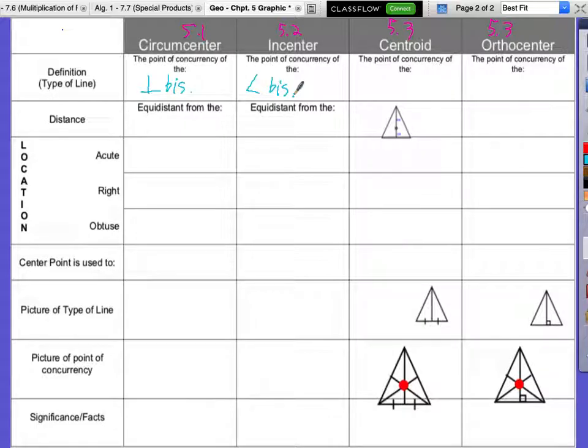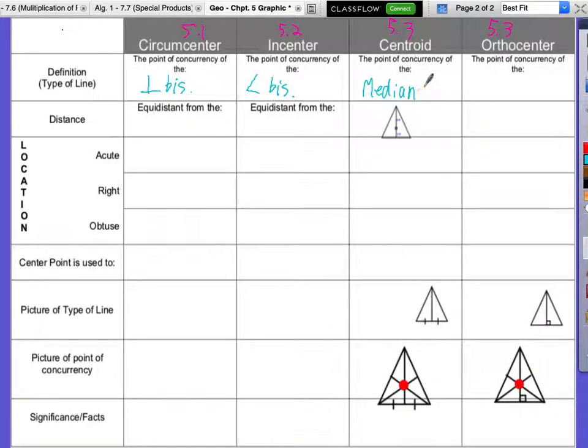The centroid is where three of what come together? Look in your 5.3 notes. They are a type of segment. It's midpoints that go to the opposite vertex. What's the midpoint to the opposite vertex called? A median.